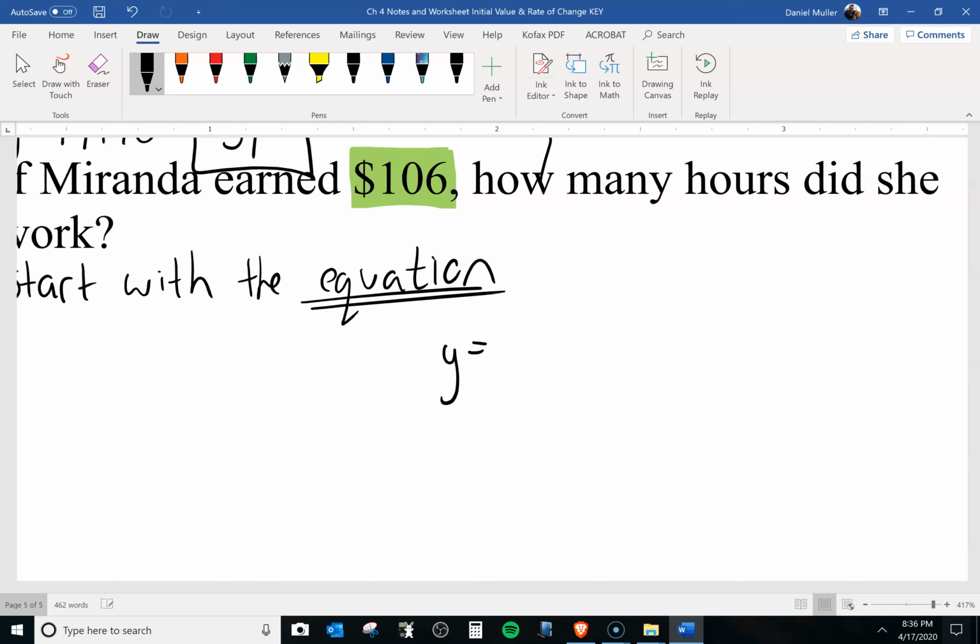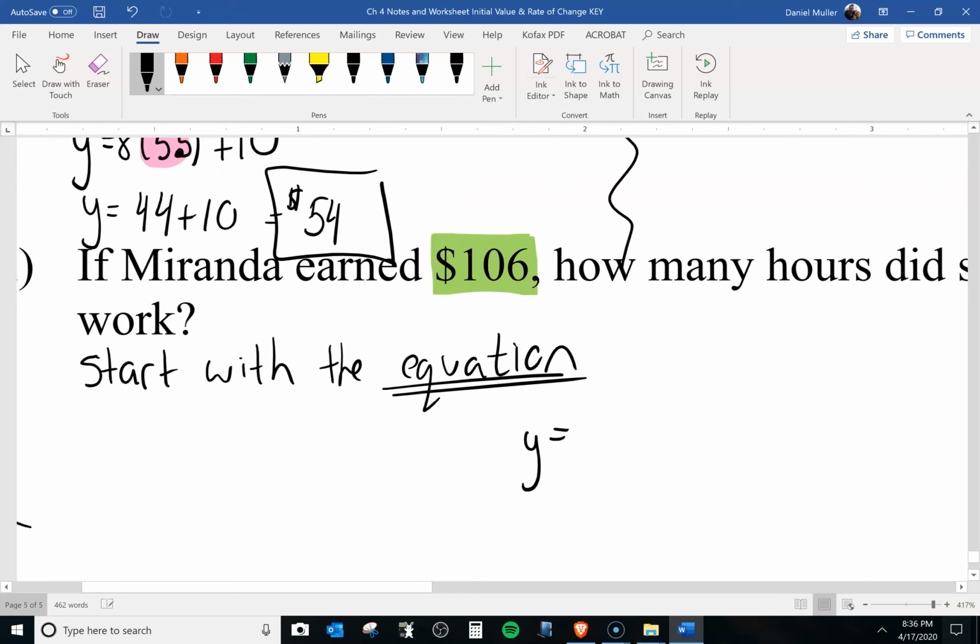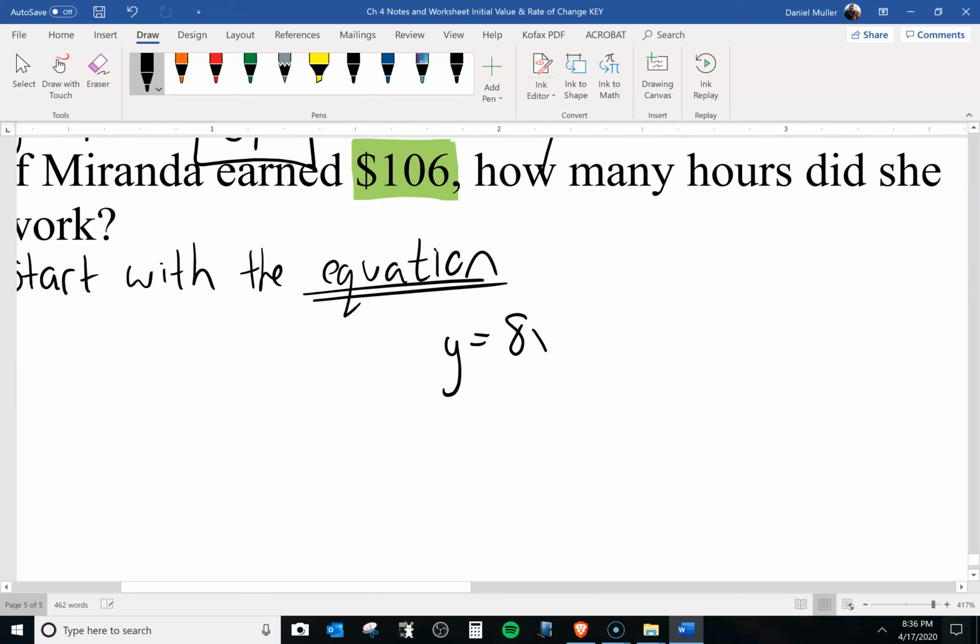So when you have the equation, and I don't have it here, what is it? 8x plus 10, which again, you have no idea where 8x plus 10 comes from. Well, you're going to have to do the worksheet. But the last time we put 7 into here, but now we don't know how many hours. We want to know how many hours. And so now we're going to plug in 106. Miranda and babysitting made $106. So 106 goes in for the y.